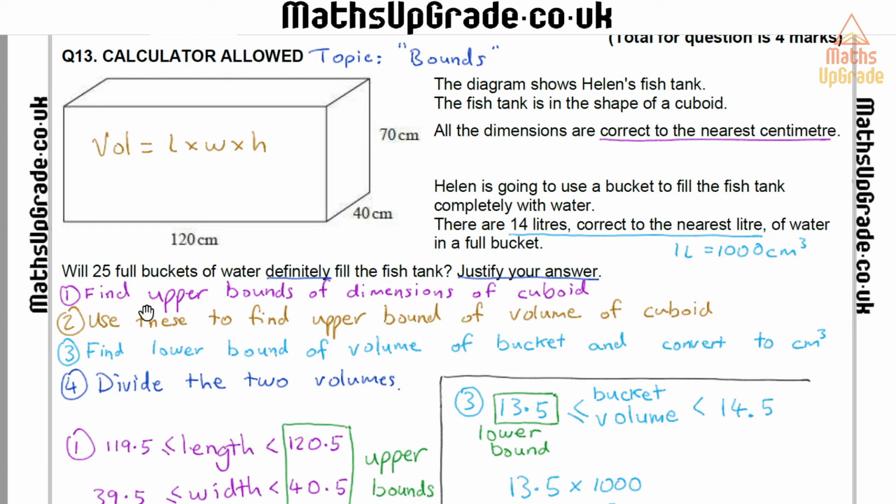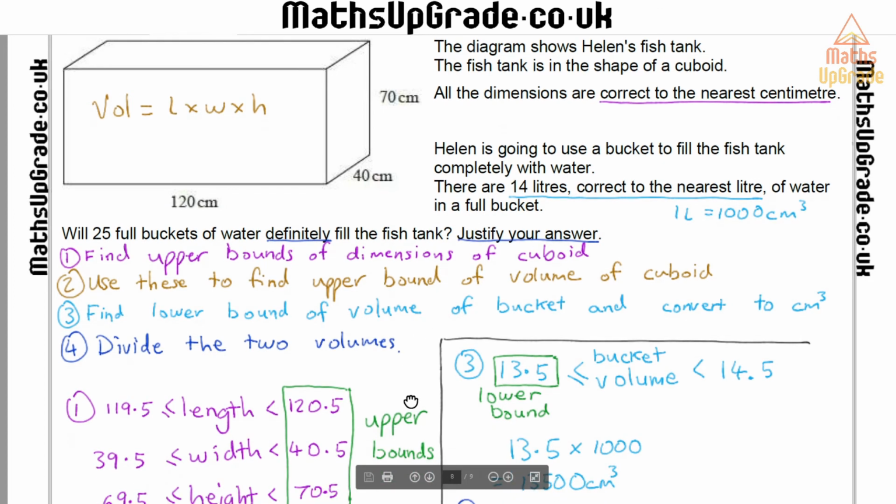So the steps I'm going to take, I'm going to find the upper bounds of the dimensions of the cuboid. That means I'm going to find the largest possible volume of this cuboid. Then I'm going to find the smallest possible volume of the bucket. I'm going to convert that into centimetres cubed, and then I'm going to divide those two volumes, and that should tell me enough information to answer this question.